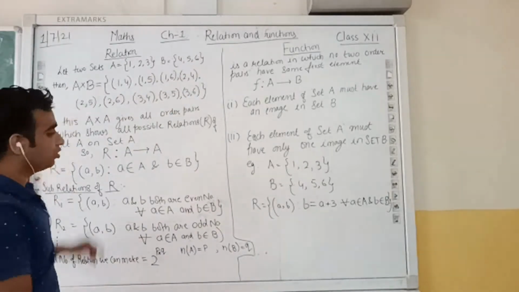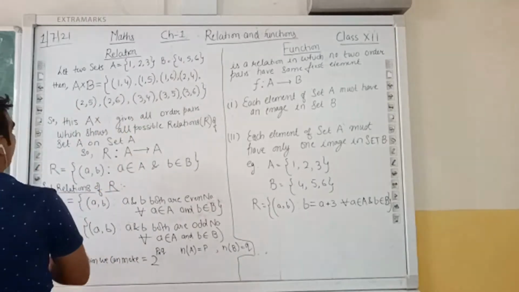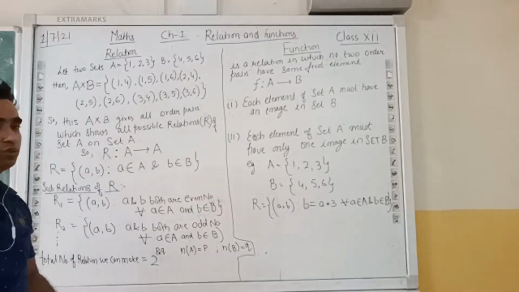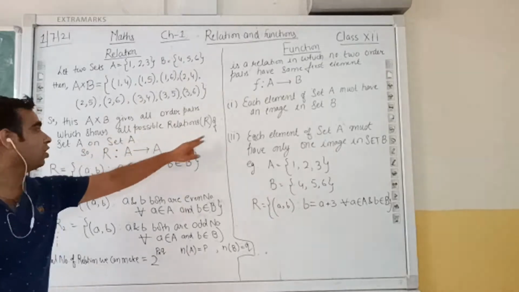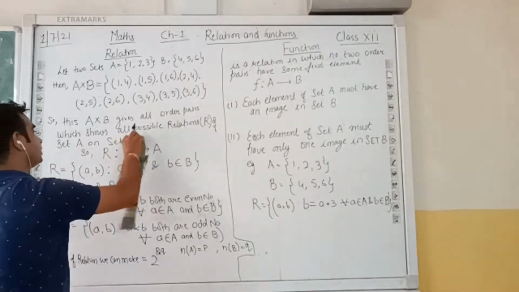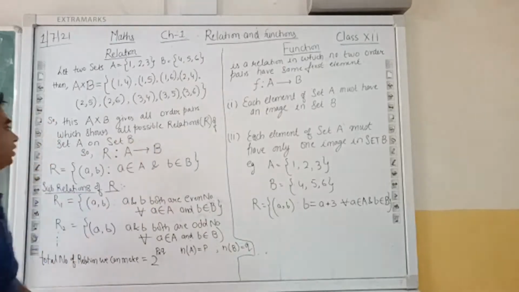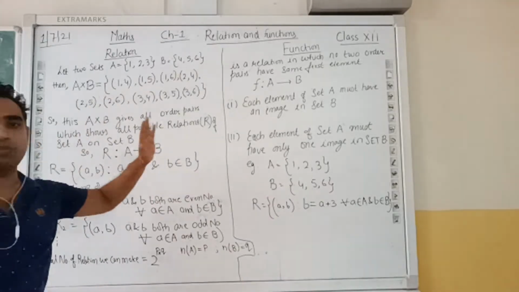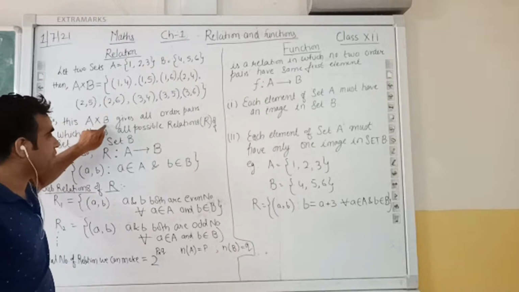Now, as we get all the relations from this Cartesian product A and B, we get all the possible relations between A and B. So this A cross B shows us all the ordered pairs, which show all possible relations of set A on set B. This Cartesian product shows all the possible relations between set A and set B.